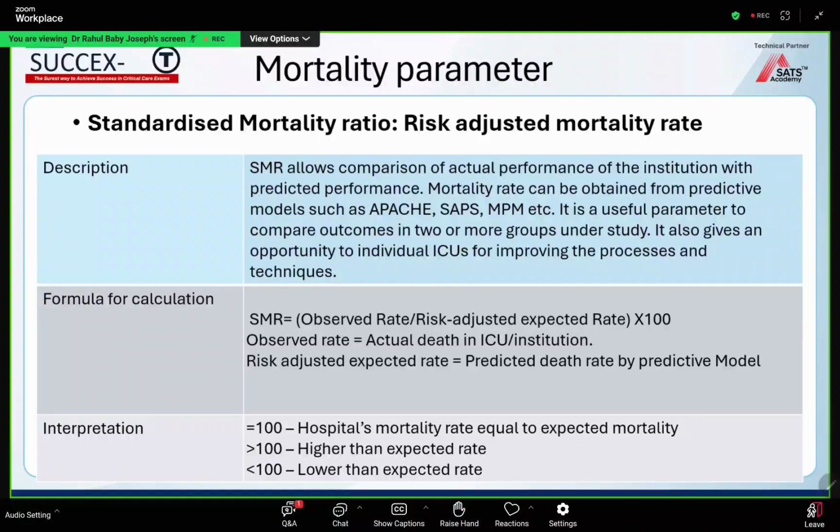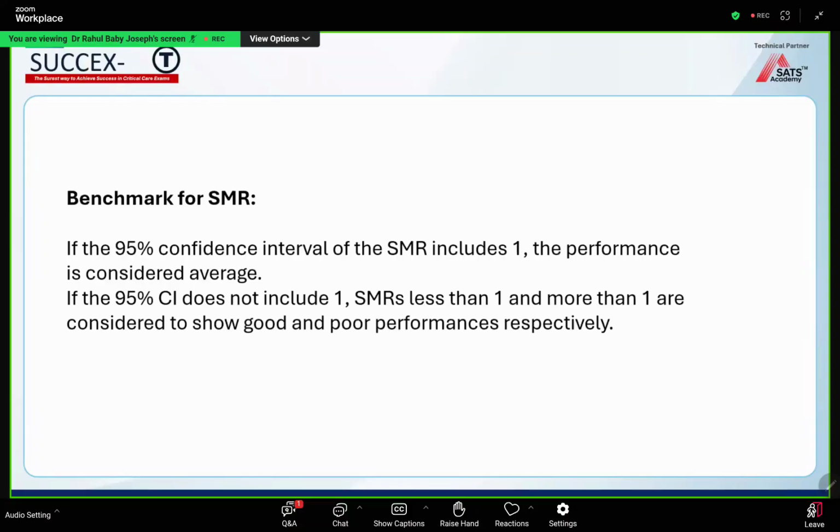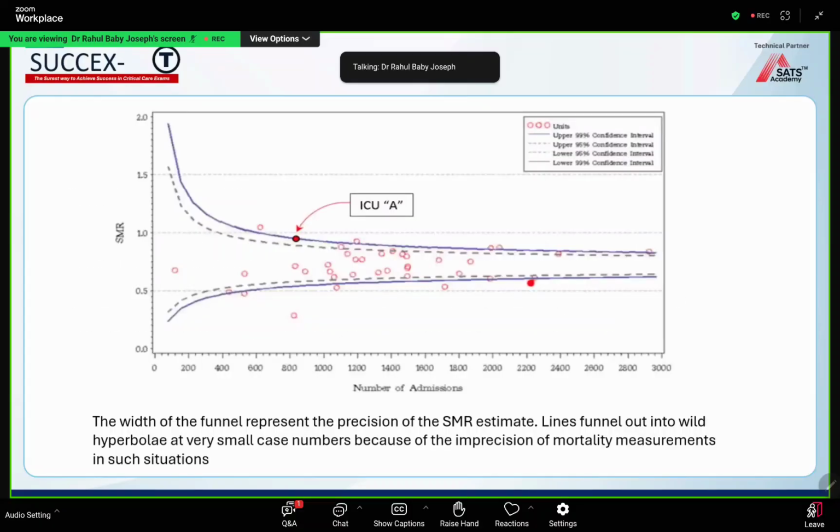And how do you interpret this? If the SMR is equal to 100, then the hospital's mortality rate is equal to the expected mortality. If it is more than 100, it is higher than the expected rate, and if it is less than 100, it is lower than expected. The benchmark for SMR is given as: if the 95% confidence interval is calculated and the value includes 1, the performance is considered average. If it is less than 1 or greater than 1, it shows good and poor performance respectively.